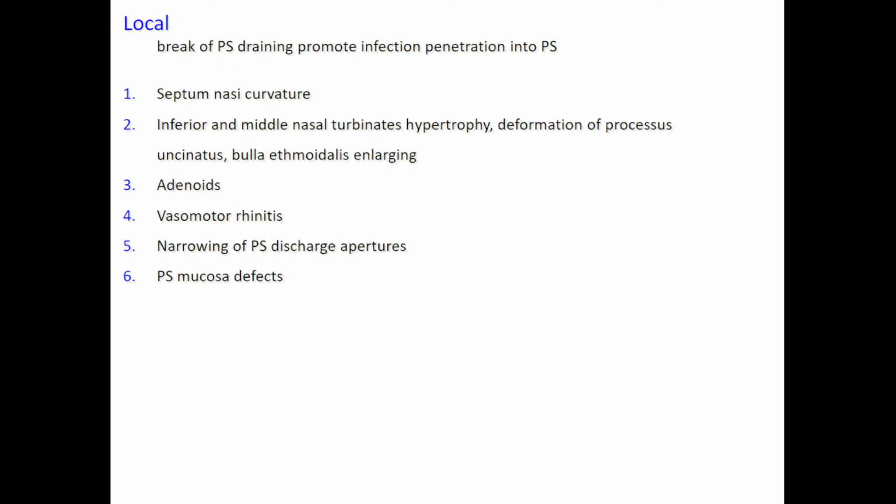Also, there are a lot of local factors. So if the patient has a disruption of paranasal sinus drainage, it means that mucus is not effectively evacuated from the paranasal sinus. It leads to penetration of infection into the mucosa of the paranasal sinuses and development of sinusitis.